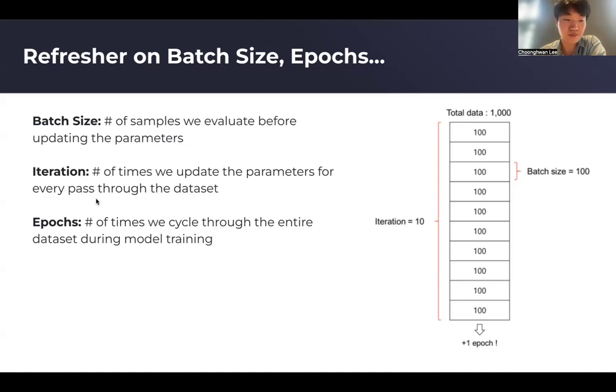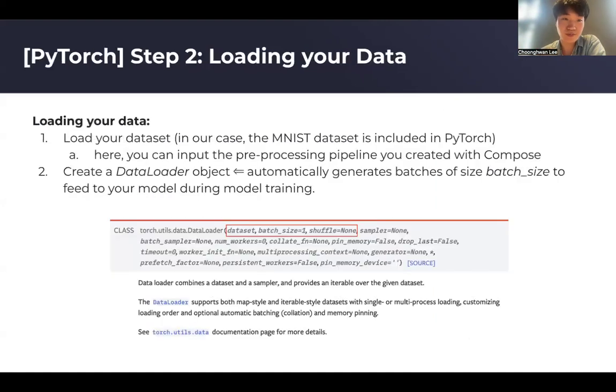There's also epochs, which is the number of times we cycle through the entire data set during model training. So going through the entire data set once is equivalent to training your model for one epoch. And usually when you train your deep learning model, you configure by yourself the number of epochs you want to train your model for. And this sets an upper limit on how long your model trains for.